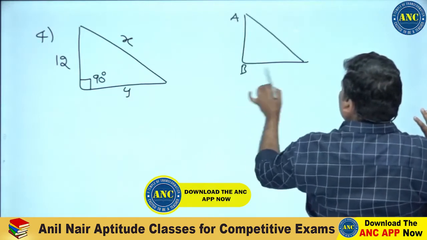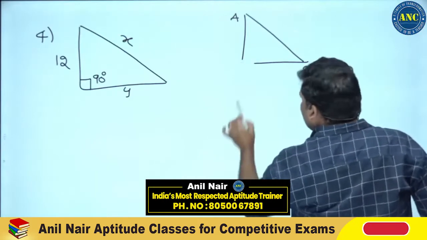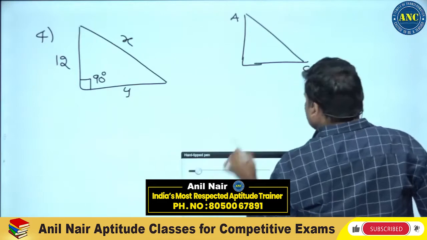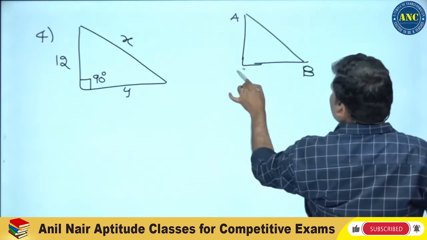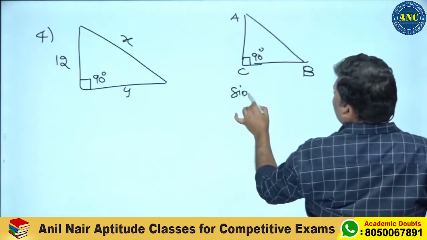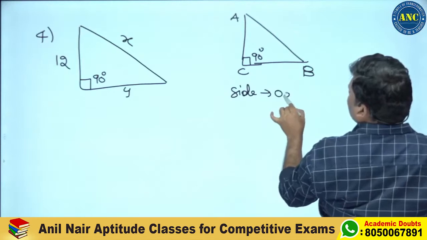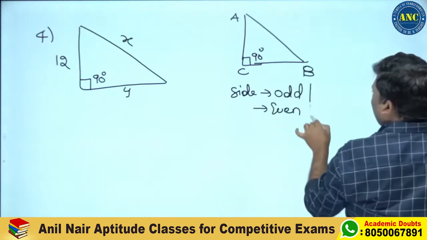A, B, C. We are taking angle C as 90 degrees. The side can be an odd number, or the side can be an even number. Two cases only will arise.